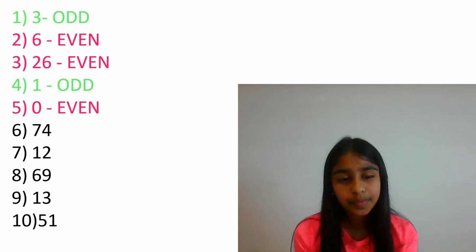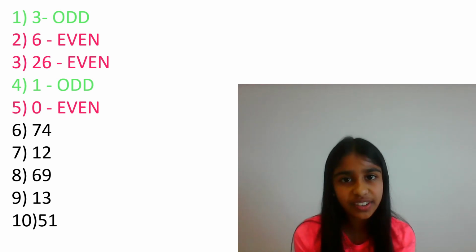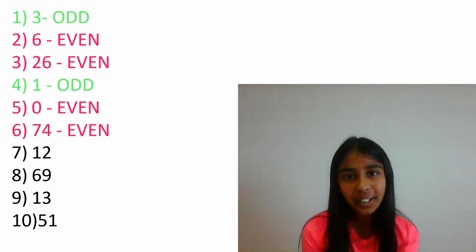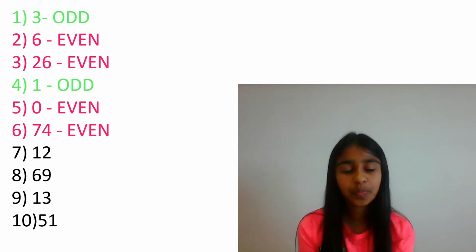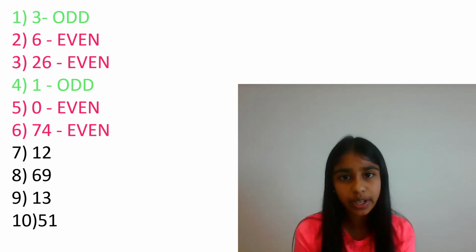Number 5, 0. 0 is an even number because you know that even numbers always end with 2, 4, 6, 8, or a 0. Number 6, 74. 74 is an even number because you know that even numbers always end with 2, 4, 6, 8, or a 0.